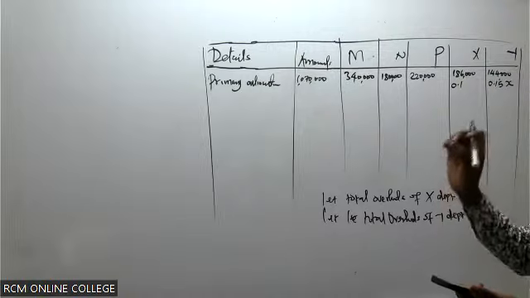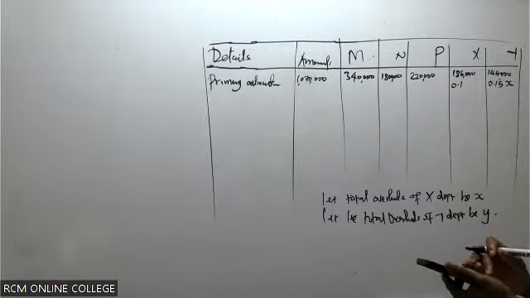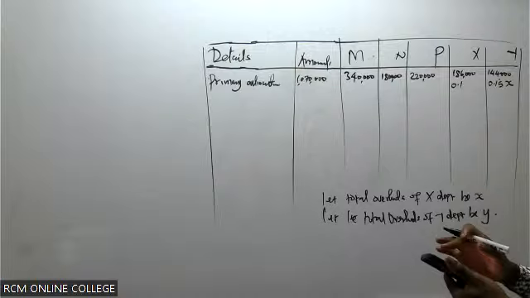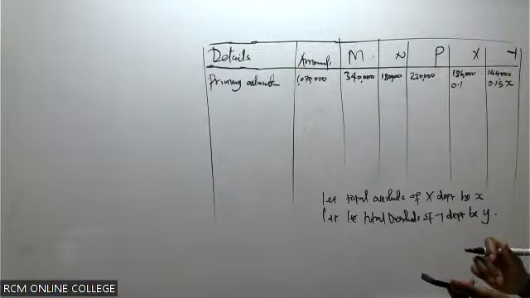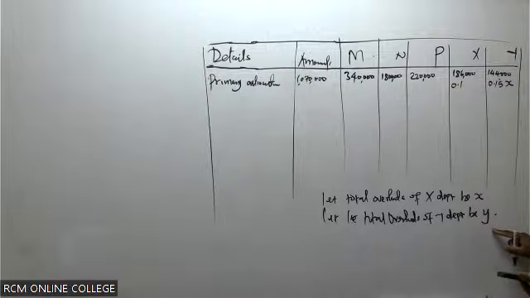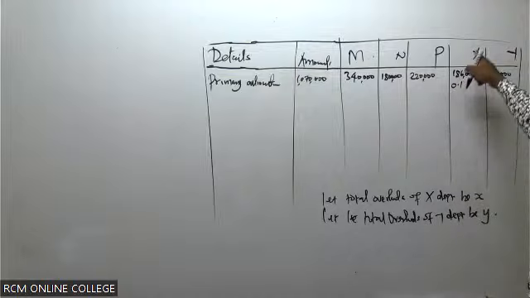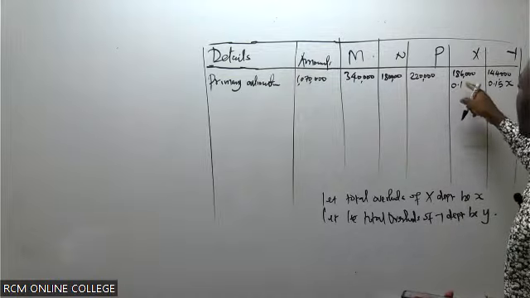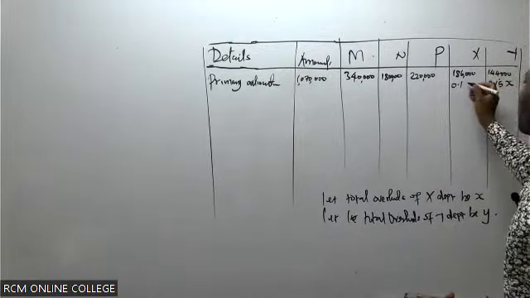What did we say about the totals for department Y? It is represented by which letter? Represented by letter Y. So X is receiving 0.1 or 10% of the totals of Y.